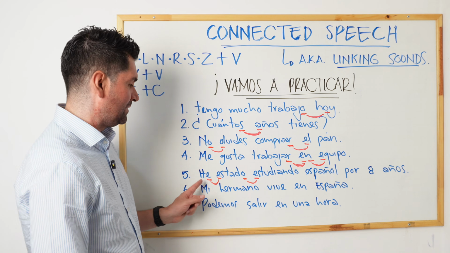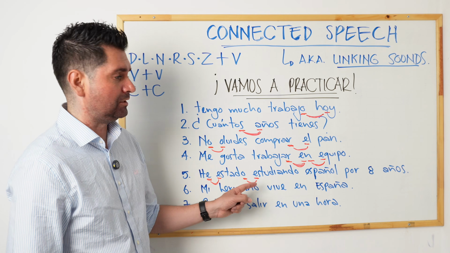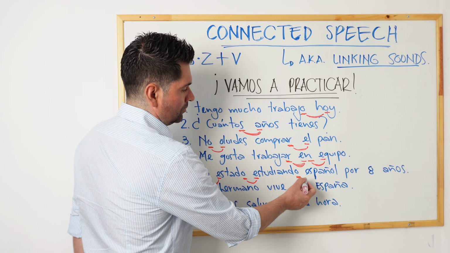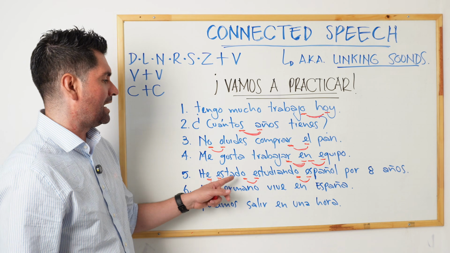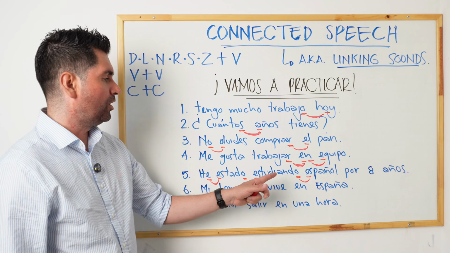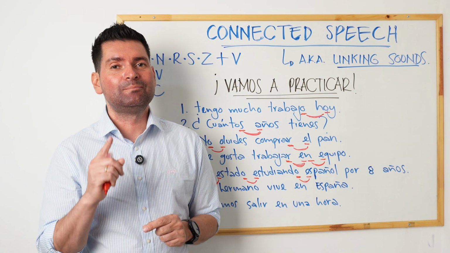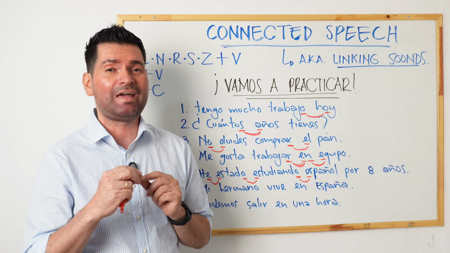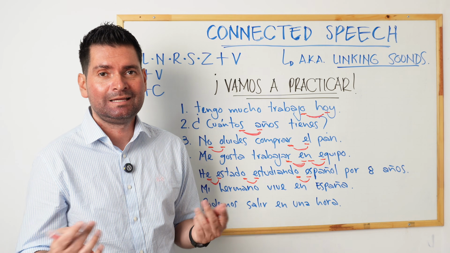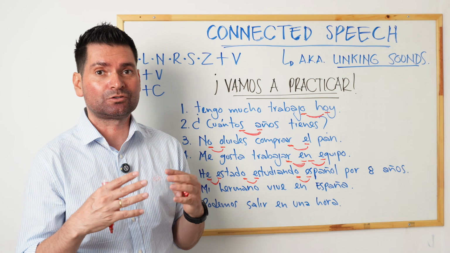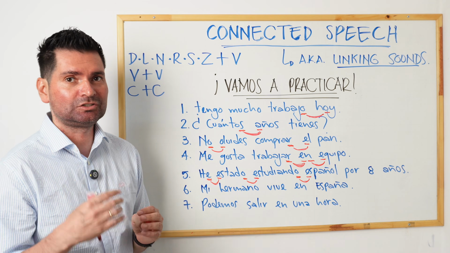Estado estudiando. Remember that the H is silent. So we don't say he, we say e. Estado estudiando. The O connects to the E. Imagine, 3 connections already. He estado estudiando español. 4 words and 3 connections. He estado estudiando español. That's why most people think that Spanish speakers speak very fast. And some people do. Like, for example, I speak very fast. But we are connecting all these sounds, all these words. That's why it sounds so fast. It needs practice, repetition, and time.